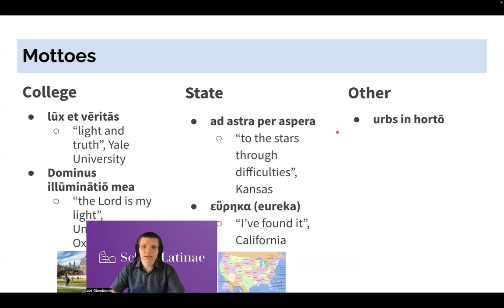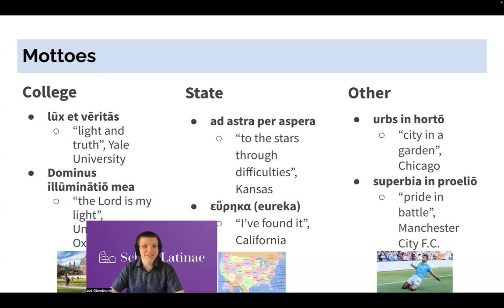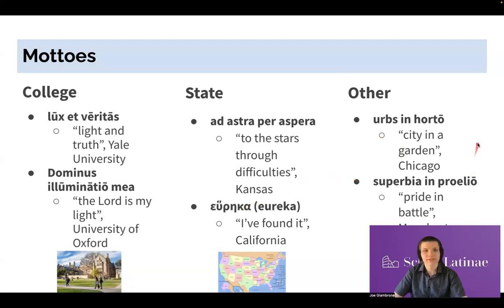And some other mottos I mentioned in my introduction to the Latin and Greek languages: I'm from Chicago, and our motto is Urbs in Horto. If you ever visit Chicago, you'll notice we have a wide, extensive network of park districts and forest preserves, and you can't go more than 20 feet without walking into a tree. Another one, for any of you sports fans, is Superbia in Proelio, and that is Pride in Battle. And that is, if you're a Man City fan, I admit I don't watch football, so I don't know who that is, but Latin mottos appear in all sorts of places.